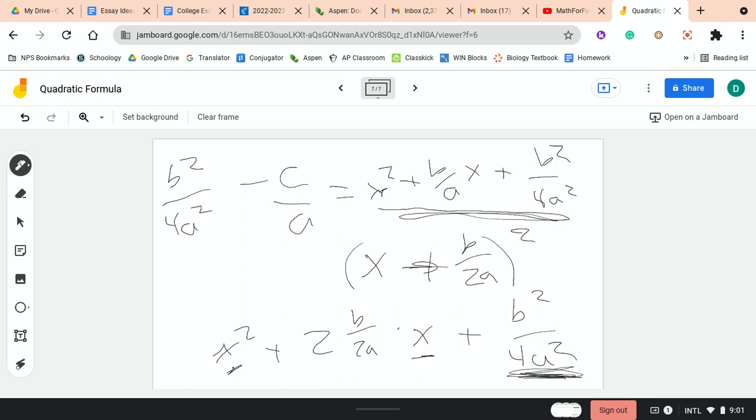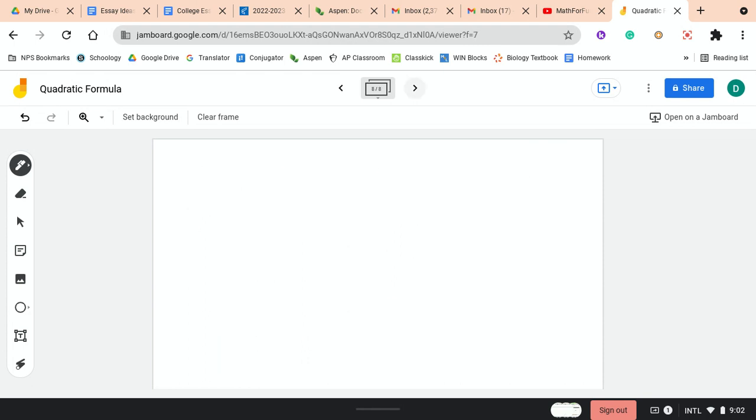plus twice the first term times the second term. So you'll see that what we have down here is the exact same thing as this, and what we have down here is the same thing as this, right? 2 times b over 2a is just b over 2a times x, which is b over a times x. So the thing we have below here is the exact same thing as what we have up here. So we can rewrite this thing as this, and that's exactly what we're going to do.